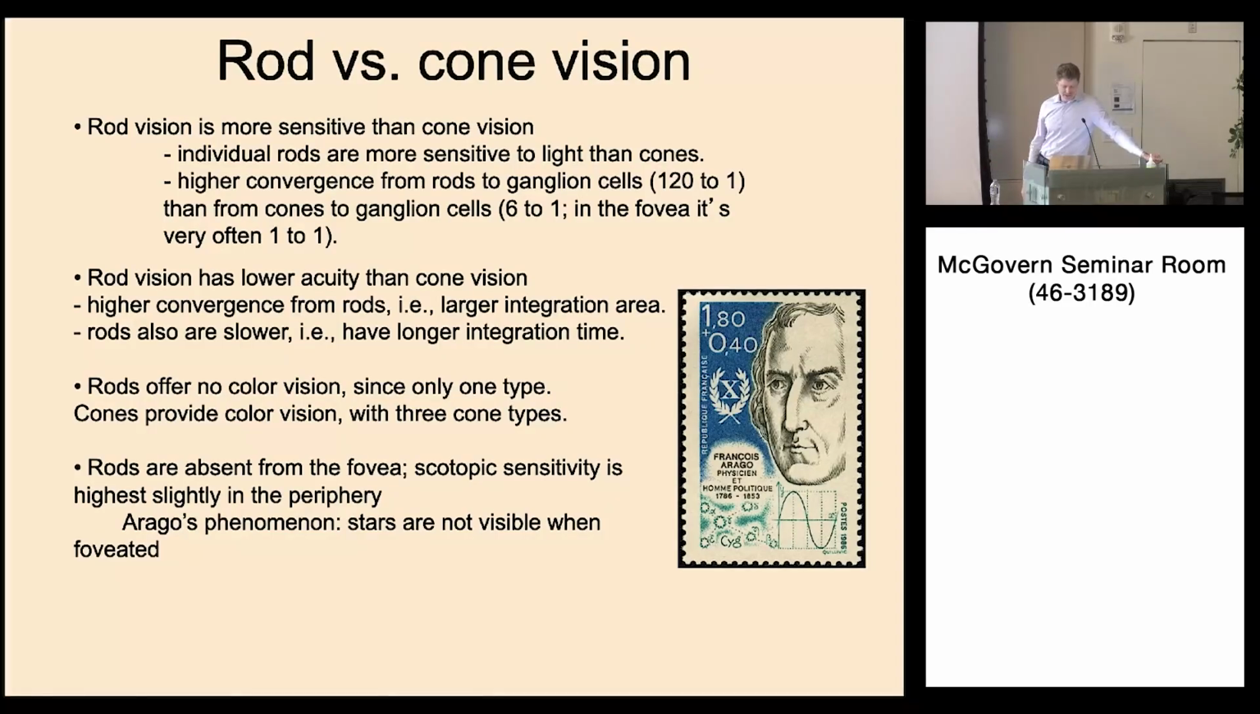Another big difference is that the rods are absent from the fovea. Okay? And this has the consequence of something that is known as Arago's phenomenon. So if you're outside on a very dark night, in conditions where you're relying on your rods, and you're looking up at the stars, if you look directly at a star, you won't be able to see it. Okay, and that's because you're using your rods for vision, and there are no rods directly in the fovea. Okay, so you'll have to look a little bit away from the star in order to be able to see it.